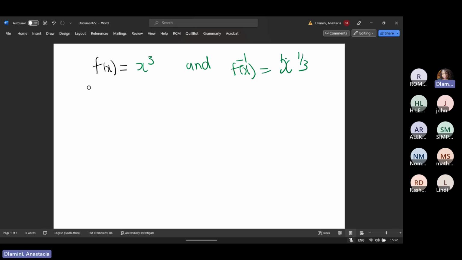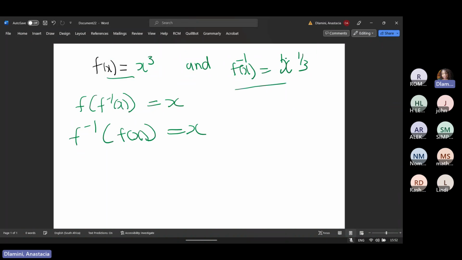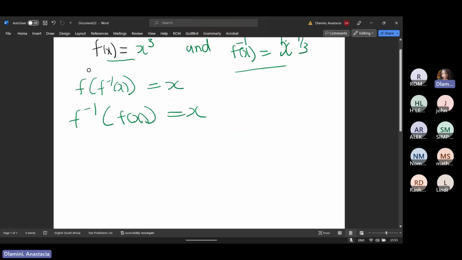Yes. Then you want to show that these two functions are inverses. It means that you're going to look at the inverse function property. The inverse function property says that f of the inverse of x should give you x, right? Yes, and the inverse of f of x would also give you x. So if you get these two, then this function and this function are inverses of each other. Let's see if these two are inverses of each other.